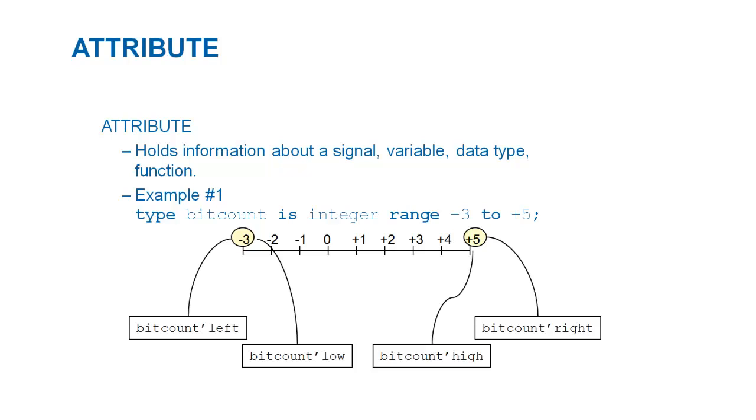It's the lowest value and it's also on the left side. +5 is the highest value that bit count can have, so it's on the right hand side, and because of our direction left to right, +5 in this case is also on the right hand side.